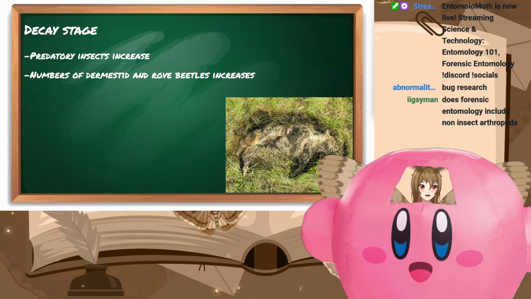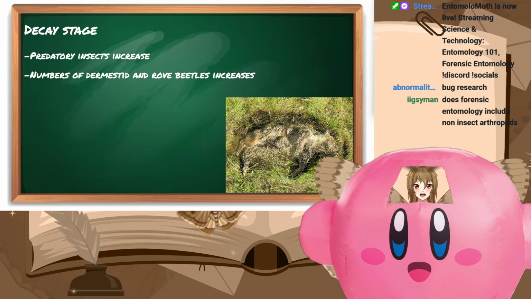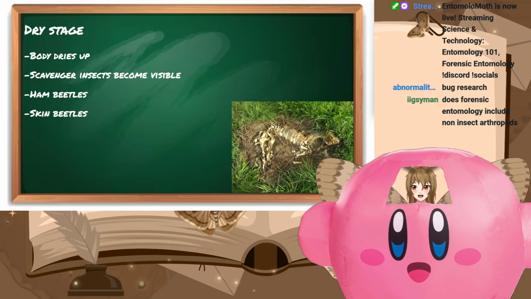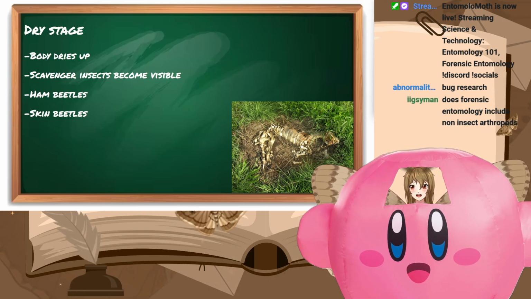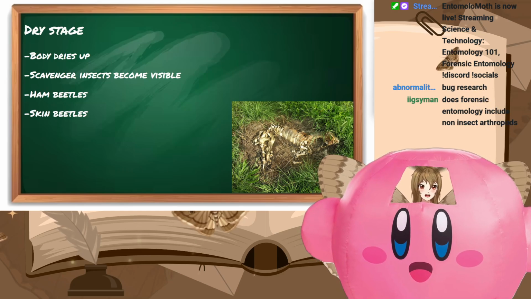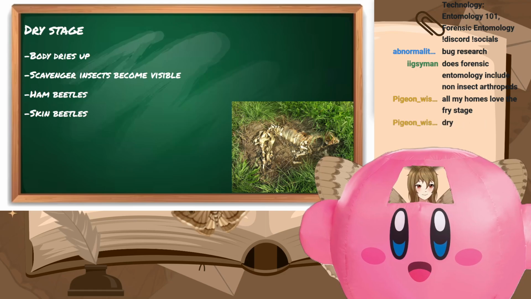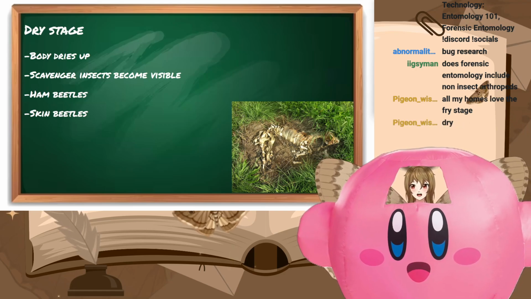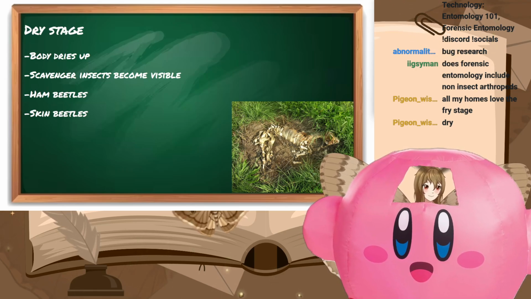We have heard of why they do this and what they do, so it just makes sense that they arrive in this stage and completely break down the body until we have the dry stage, where the body is fully dried up. Some scavenger insects become visible on the body, such as ham beetles and skin beetles. This is very much the last stage. You usually just see bones, sometimes hair. That's why ham and skin beetles are what you see here.